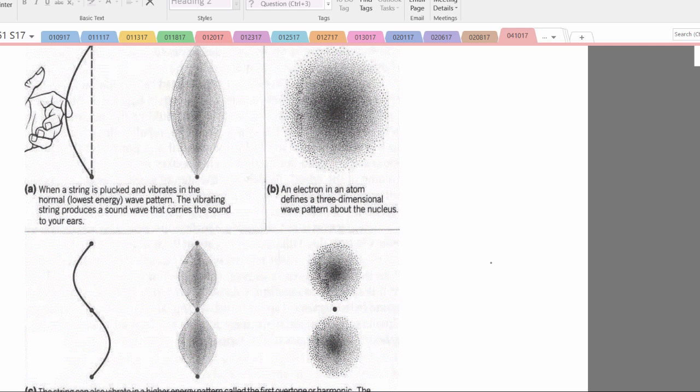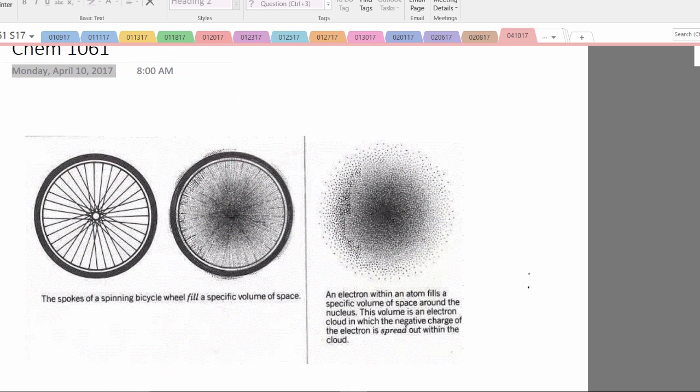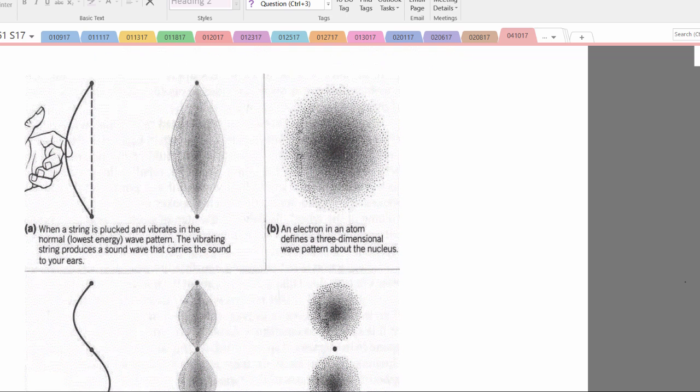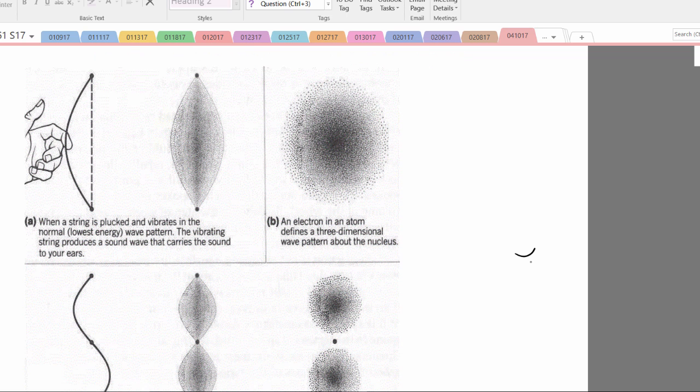Now remember, we label frequency with the letter. What letter did we use? We used nu, right? So we use nu to represent the frequency. And what we said was that the energy, how is energy related to nu? Was it a direct proportion or an inverse proportion?